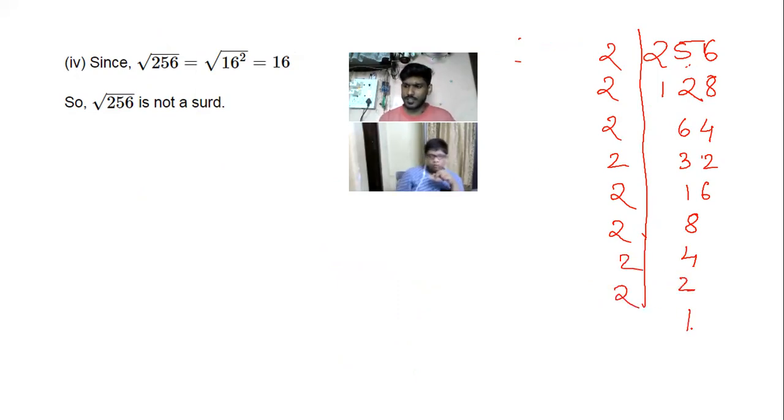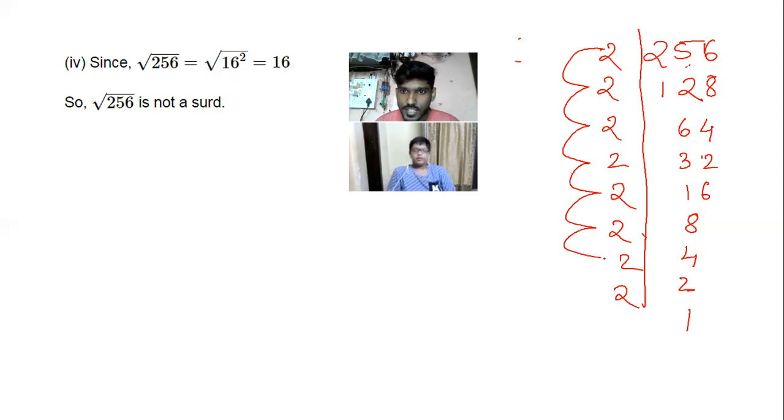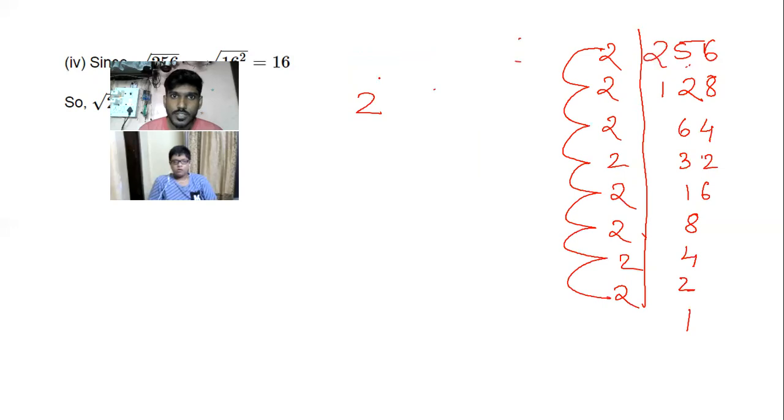Did you understand this prime factorization? Yes, sir. So that means just count the number of 2s: 1, 2, 3, 4, 5, 6, 7, 8. That means 2 raised to 8 is equal to 256. Correct?